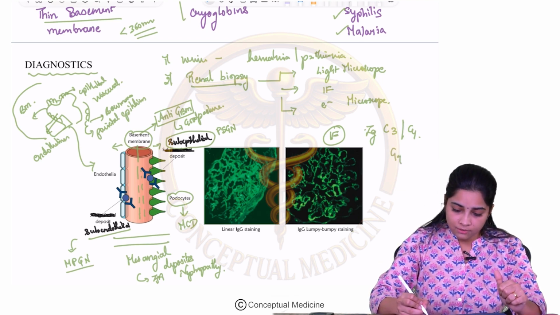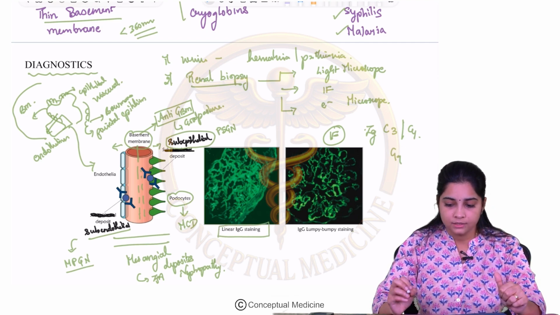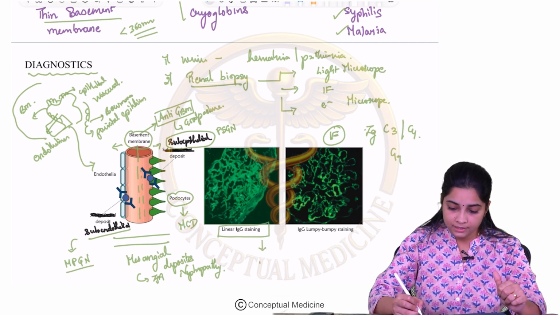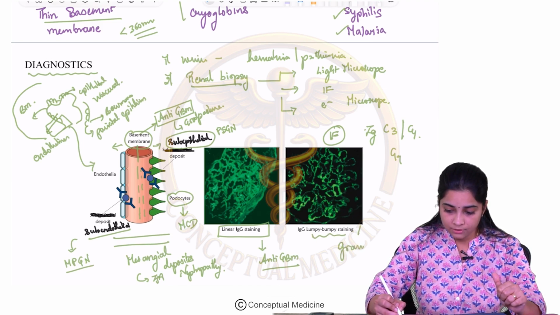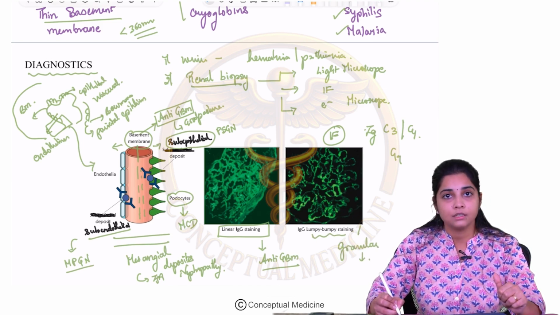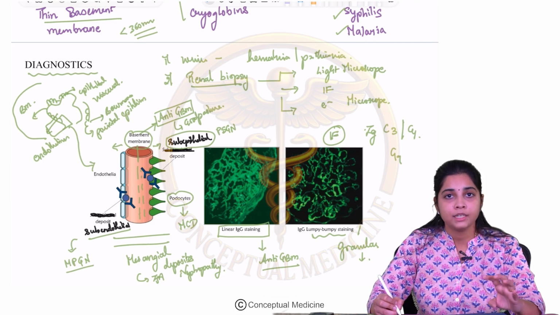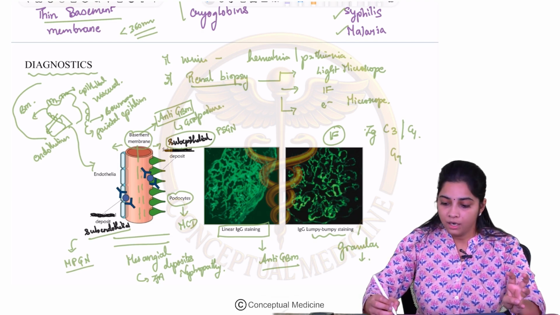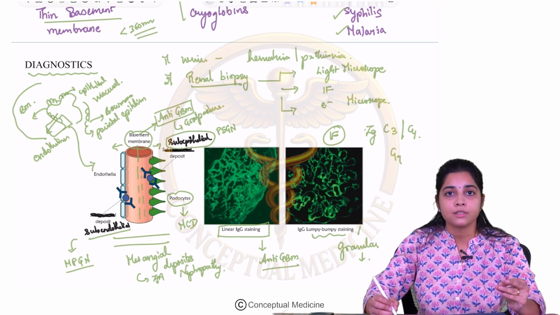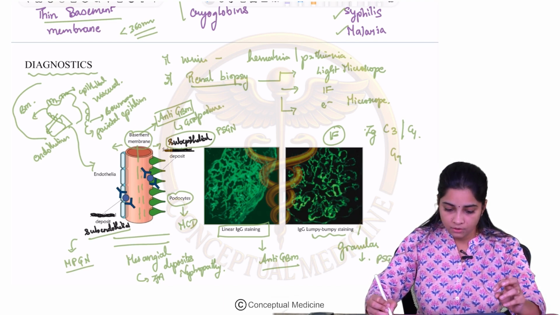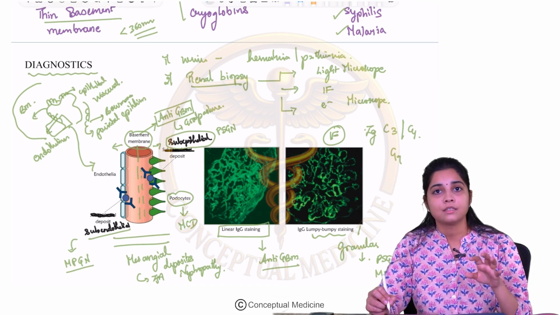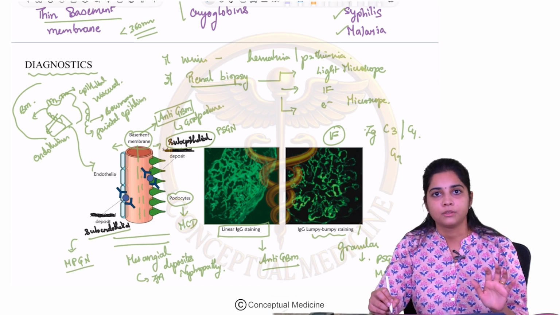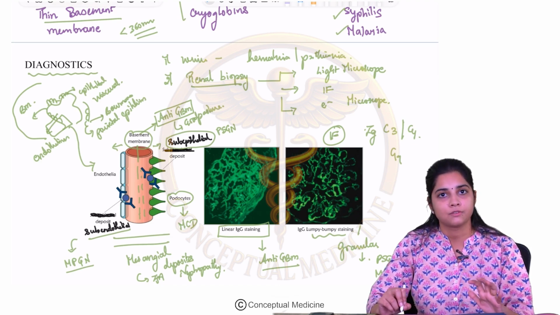So if you get a linear IgG pattern, it is seen in anti-GBM disease. Right? If you get a lumpy bumpy staining or a granular pattern, this is seen in your other conditions where you predominantly have your deposits in the subepithelial or subendothelial, like your PSGN or your MPGN and so on. Okay, fine.